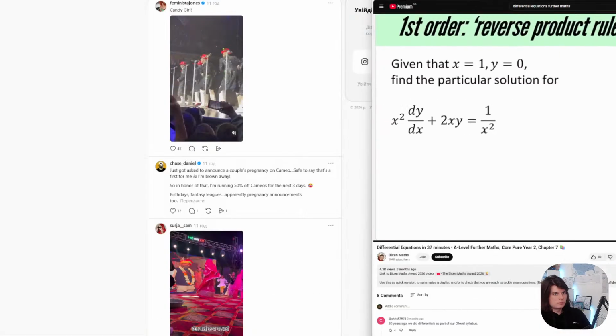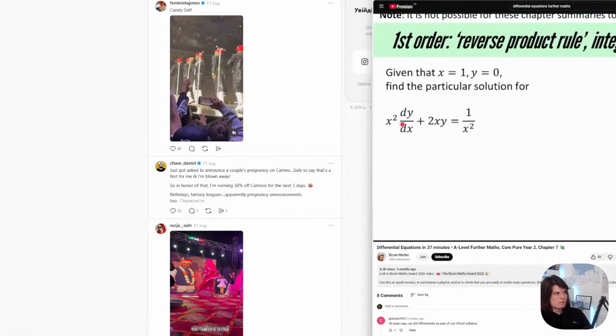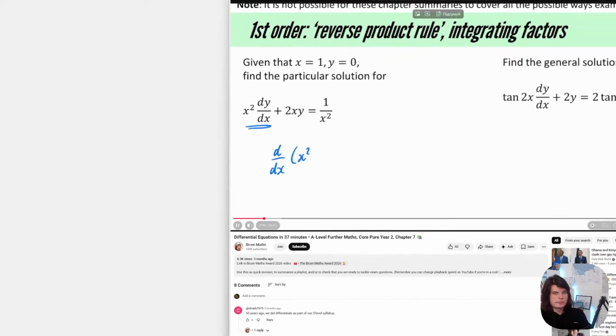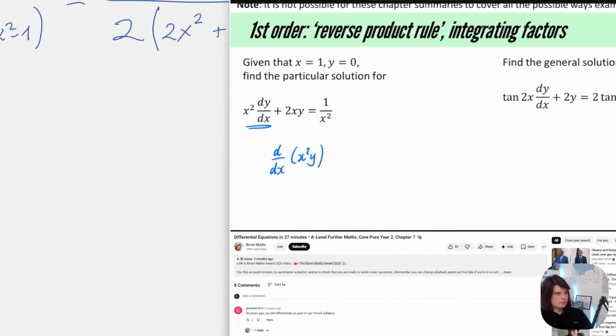So the reverse product rule form is really saying this thing is the result of a differentiation of a product. And I'm wondering if you know what that product is going to be. Looking at this first part here, it is the derivative with respect to x of x squared y. And you know when you differentiate x squared y, you would get x squared dy dx, keeping this and differentiating this, and then you would differentiate this to get the 2x and keep the y. So this part on the left-hand side is the result of this differentiation.